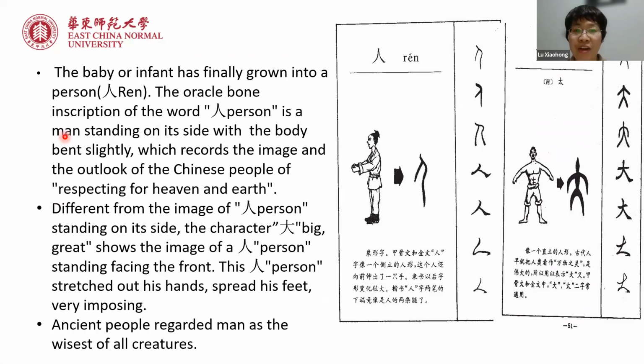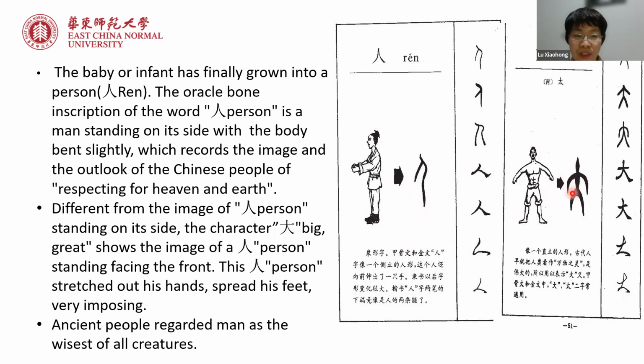Now, the baby or infant has finally grown into a person, 人. So the oracle bone inscription of the word 人 is a man standing on its side with the body bent slightly, which records the image and the outlook of the Chinese people of respecting heaven and earth. So different from the image of a person standing on its side, the character here is the character 大, means big, great.